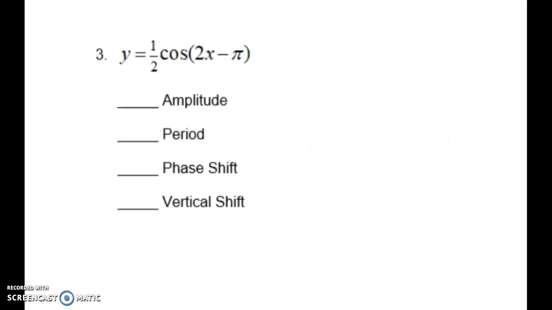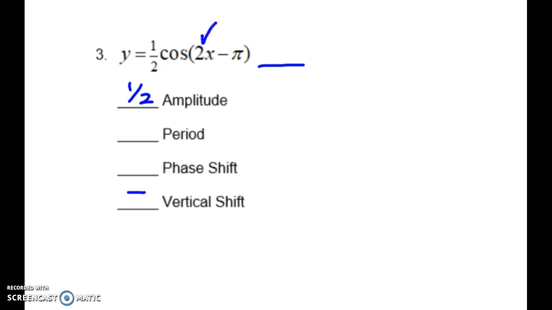Okay, number 3 is the one I told you to skip. I want you to look at that one. Number 3 is fairly straightforward in terms of the amplitude. That's going to be 1/2. It's the number up front, the positive version. And out here, there is no number, so there's no vertical shift.